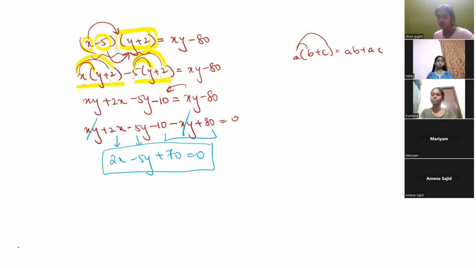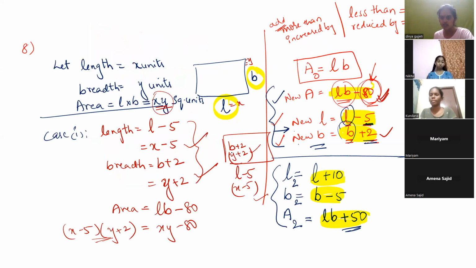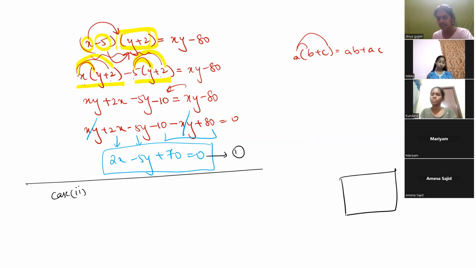But we have to solve case 2 also. So see what is case 2. This is case 1, you got an equation. You can name it as equation number 1. So case 2, you see in case 2, length is increased by 10, breadth is decreased by 5. So if I have a rectangle, length is increased by 10, so L plus 10. L is nothing but X. And breadth is decreased by 5, I guess. Yes. So it is Y minus 5.